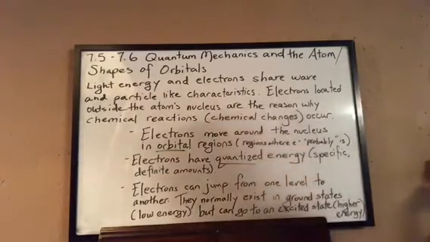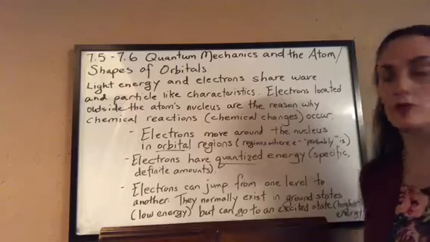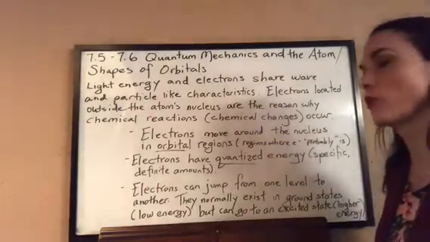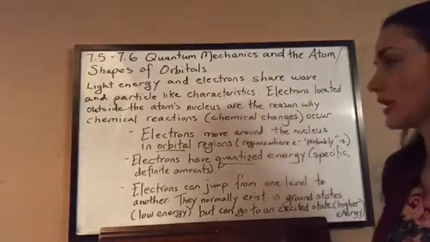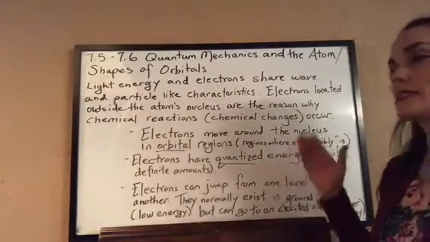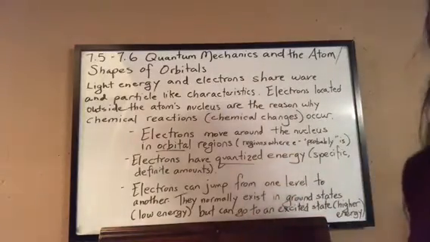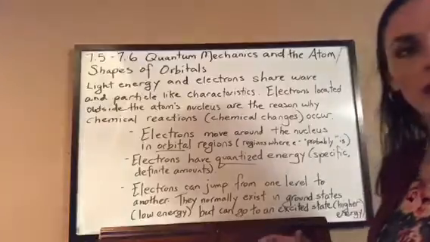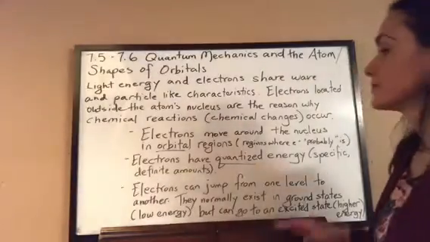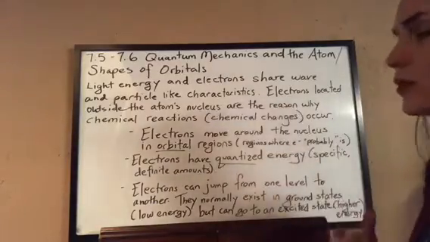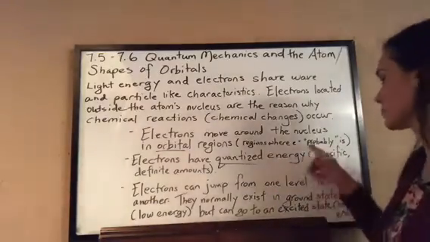But why do we care so much about the electrons? The electrons, which are located outside the atom's nucleus, are the reason why we have chemical reactions or chemical changes occurring. You have bonds break and bonds form, and bonds are made of the electrons. So in this video, we're going to talk about the organization of electrons in an atom, and how those electrons are organized. Electrons move around the nucleus in orbital regions, and the orbitals are regions where the electron probably is.